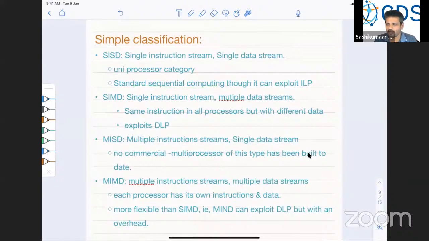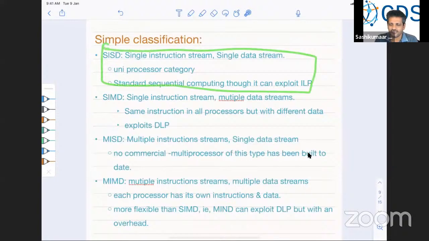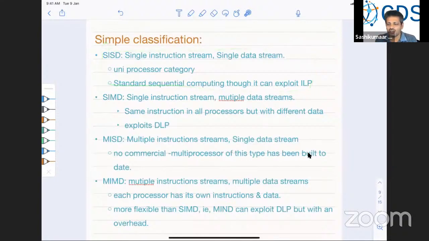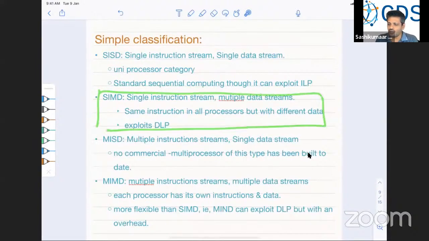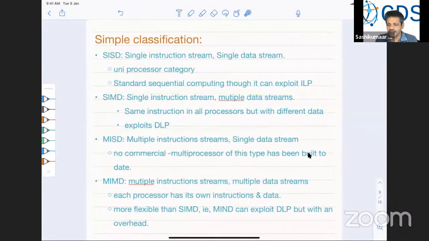Though it can exploit instruction level parallelism, ILP, as I mentioned, this is no longer enough, because almost all computers come with multiple cores. The next one is very interesting, because this is where we are talking about the shared memory machines, the multi-core processors.